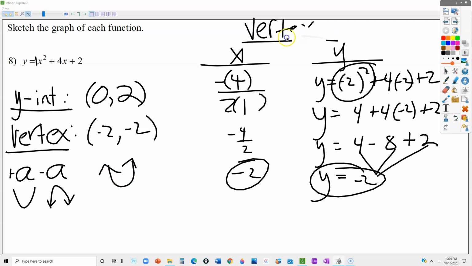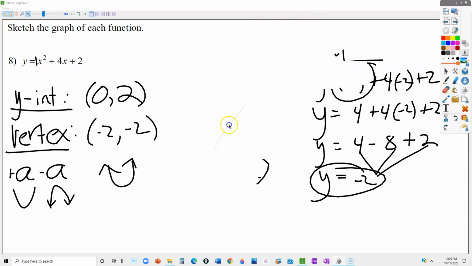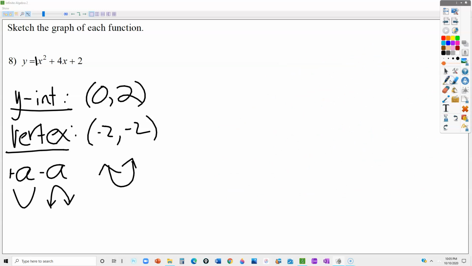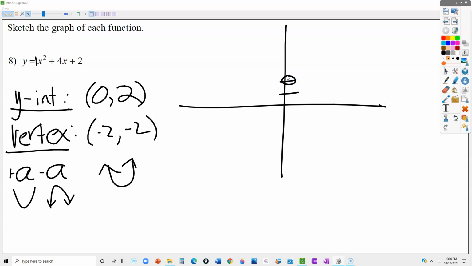All right. Let's go ahead and see what shakes loose then as I try to graph this. So my y-intercept is 0, 2, which is going to be like right about there. My vertex is -2, -2, which is going to be like right about there. And as we know, it's a happy face parabola. So I'm going to go through my vertex right there and my y-intercept. That's how you graph a quadratic in standard form.